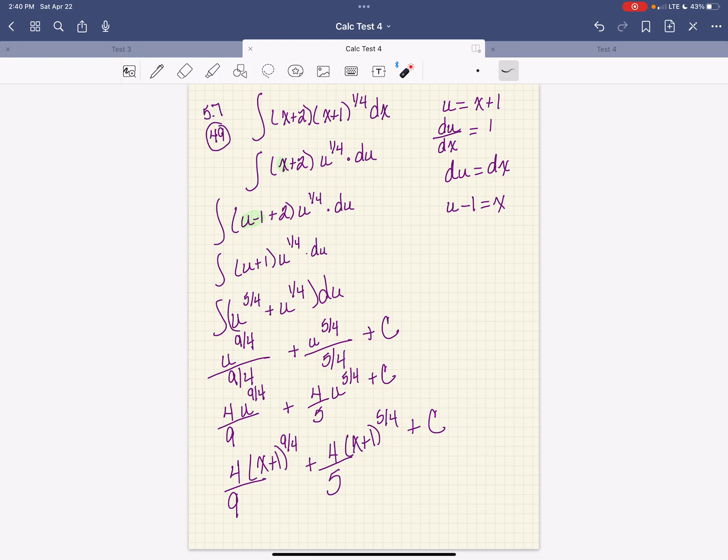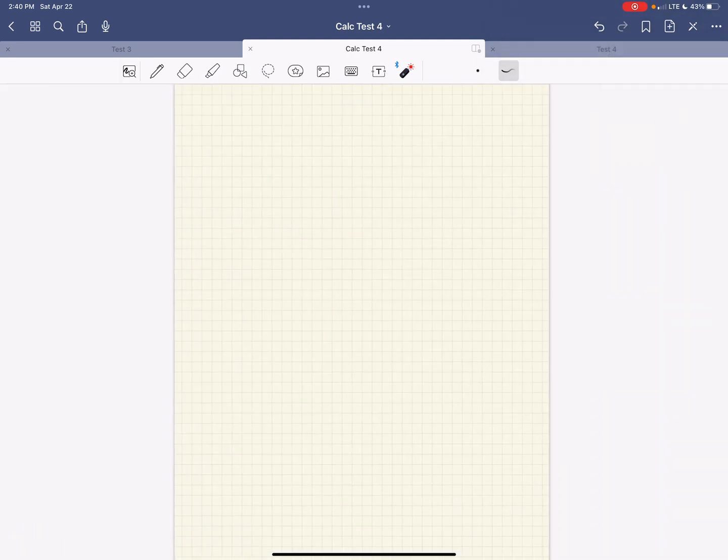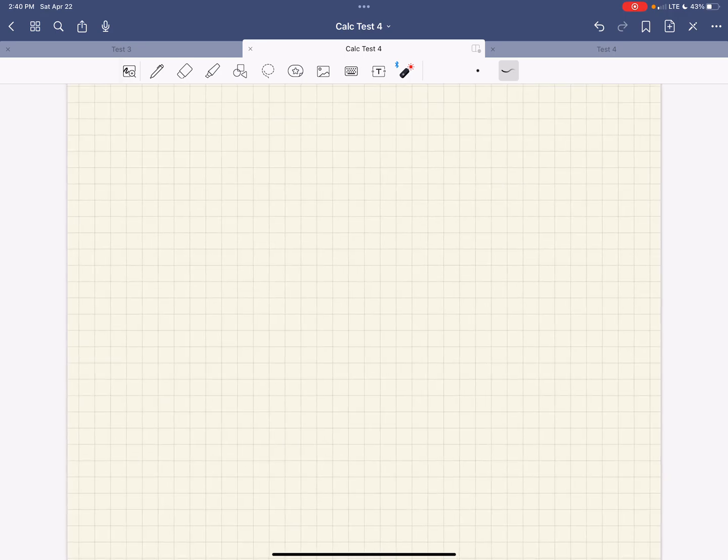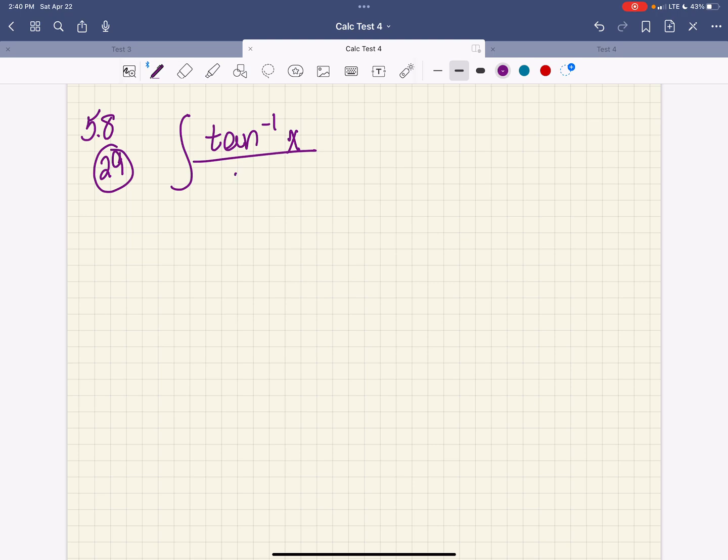Okay, now I am looking at homework from 5.8, and this is number 29. Okay, and this is the indefinite integral of tangent inverse of x over 1 plus x squared dx.